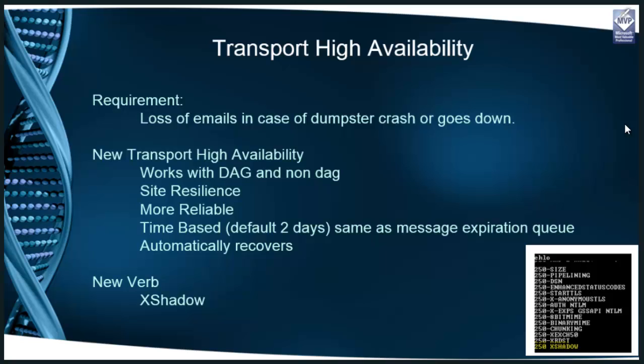All right, the new verb which has come is Exchange Shadow, which is part of the high availability. So this is the new verb where we can see on the right side of the slide. It's one of the verbs output I got from Exchange 2013, which shows we have a new verb called X shadow. It is talking about the shadow redundancy. We'll see in the next slide.